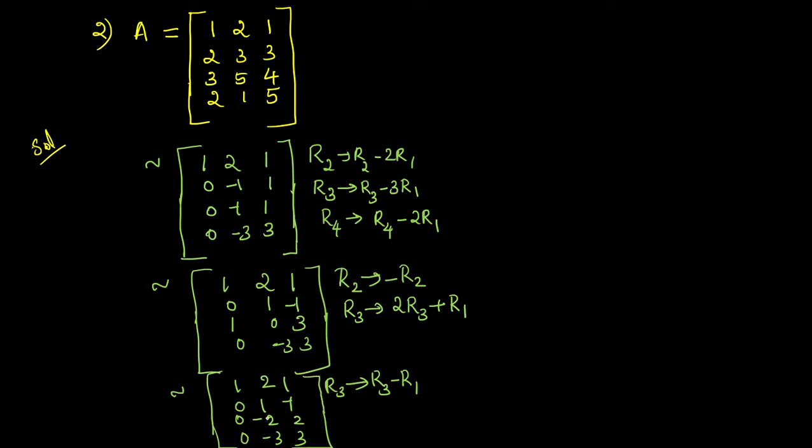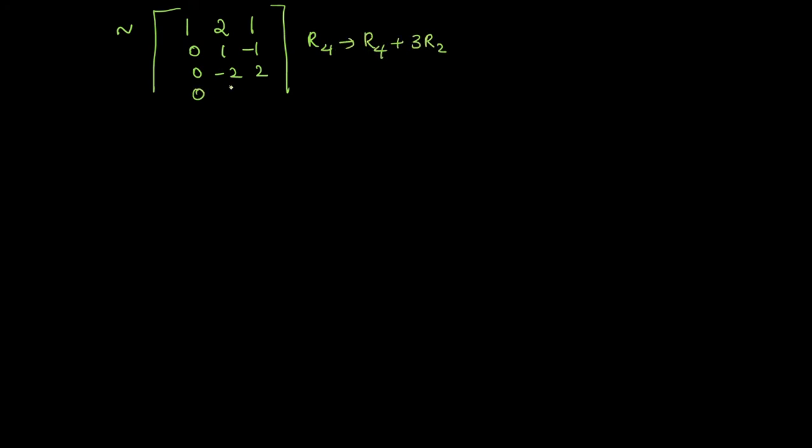Next, we have to make the elements below this 1 zeros. For that, use the row transformation R4 gives R4 plus 3 R2. And the fourth row becomes zeros.